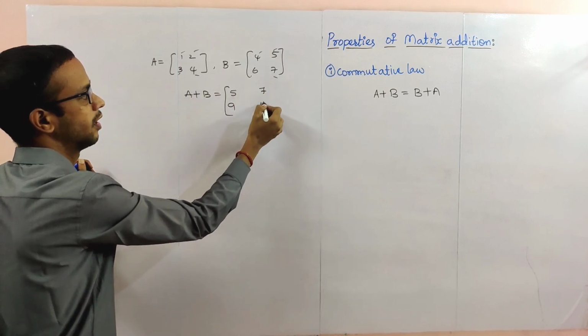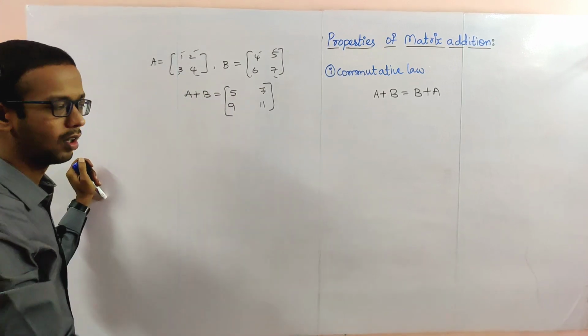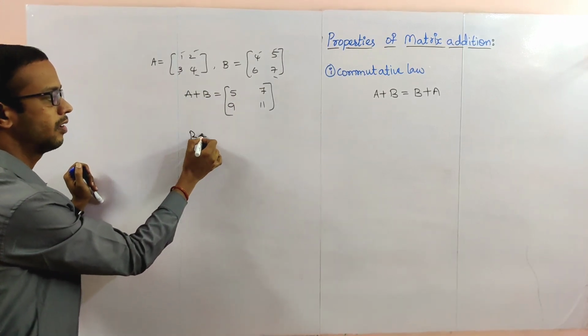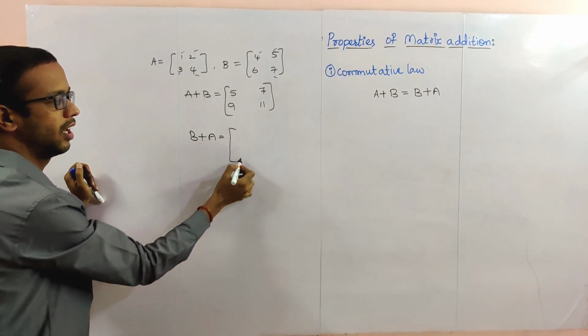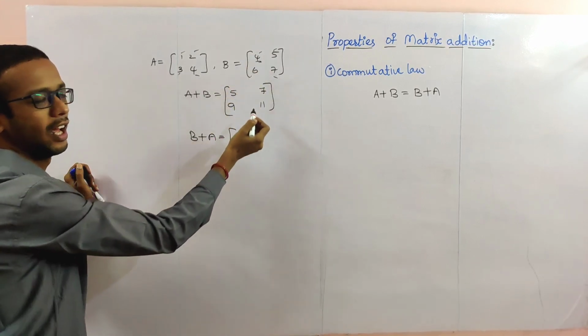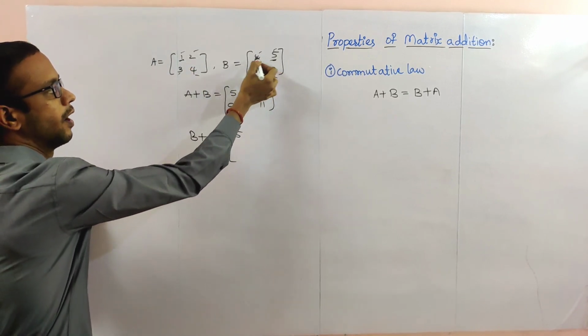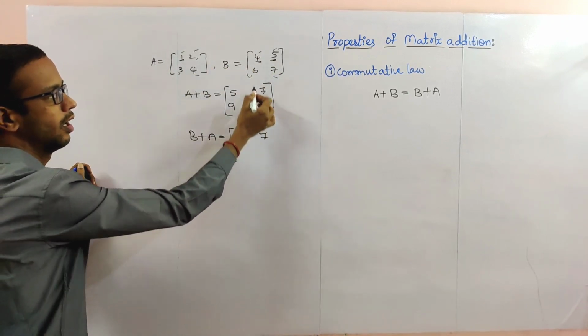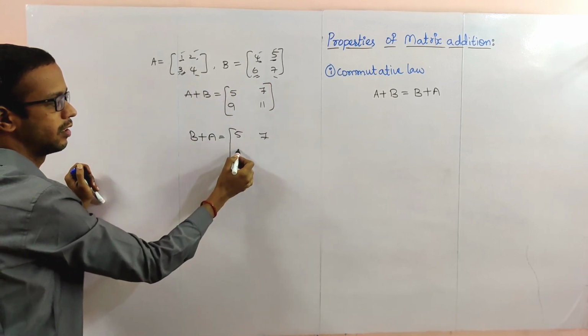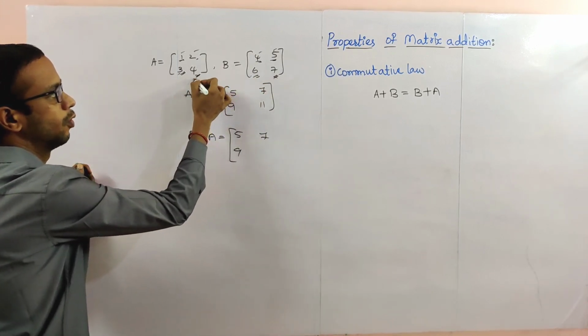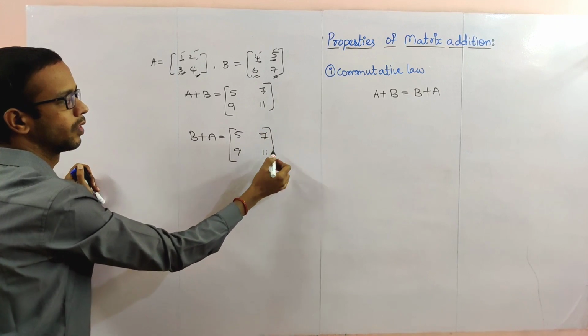4 plus 7 is 11. Next, reverse: B plus A. First you take this element 4 and here element is 1, that gives 5. Next 5 plus 2 is 7. 6 plus 3 is 9. 7 plus 4 is 11.